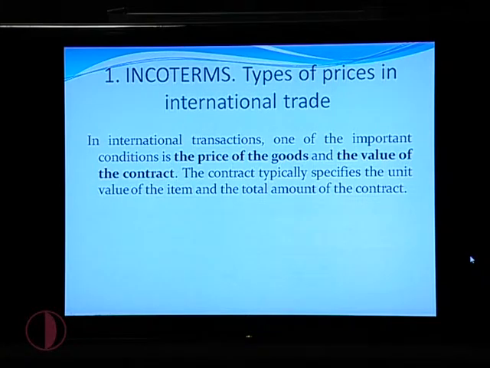First question is Incoterms and types of prices in international trade. In an international transaction, one of the important conditions is the price of goods and the value of the contract. The contract typically specifies the unit value of the item and the total amount of contract. Of course, the price may vary depending on the basic term of delivery and the size of the discounts provided. Usually, the base price of the goods includes the cost of packaging and transportation.